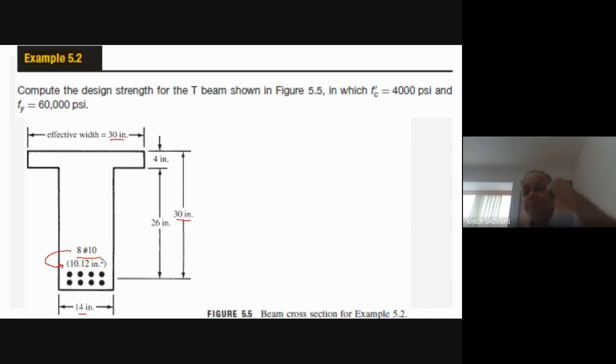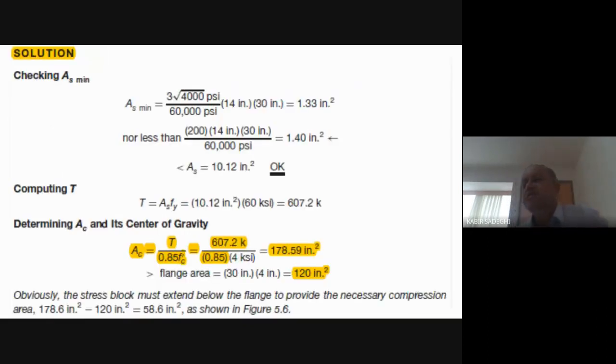Then again, we follow the same steps. First, we calculate As minimum, and then you remember that we should consider not less than the other value. We should calculate the maximum of these two values, and we select this one. And now we compare this one with the value As we have. Our As is much greater than that one. That's the checking is okay.